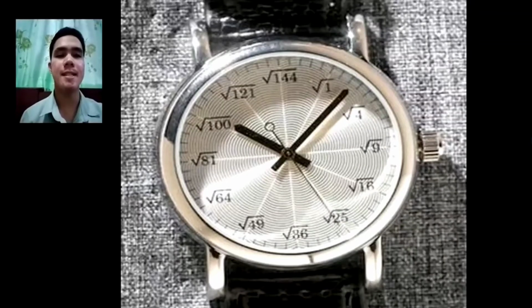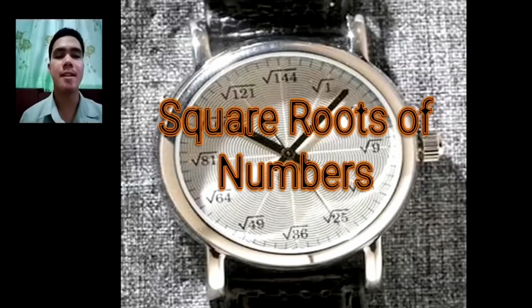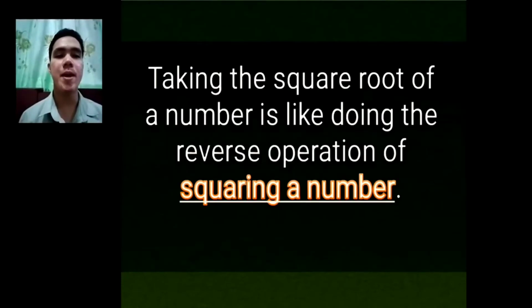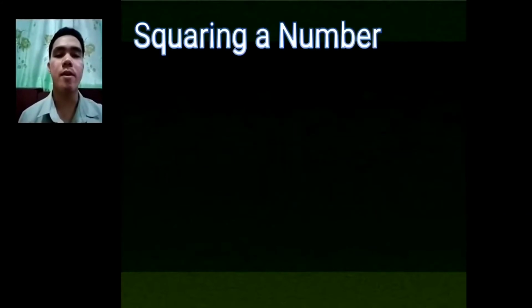Good day, class. Today, let's talk about our new topic, which is square roots of numbers. Taking the square root of a number is like doing the reverse operation of squaring a number. If you are familiar with the squaring of a number, you can easily find the square root of a number. These are examples of squaring a number.